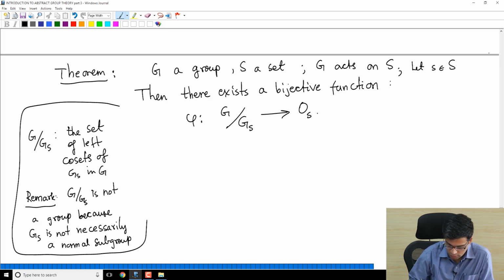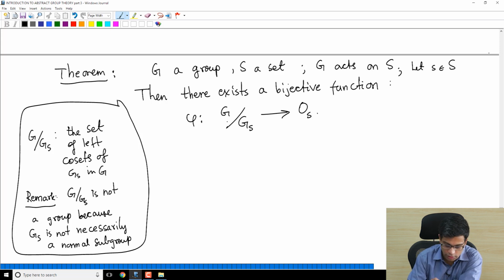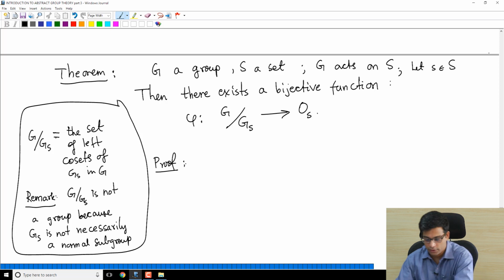Okay, so this is just a warning to you that when I write G mod G_s, typically it is used only when you have a normal subgroup and you consider the quotient group, but here I am using the notation for convenience to denote the left cosets of this subgroup in this group. G_s is a subgroup of G, not necessarily a normal subgroup. So in this theorem, you only think of G mod G_s as the set of left cosets. The proof is not difficult at all, with all the setup that we have so far.